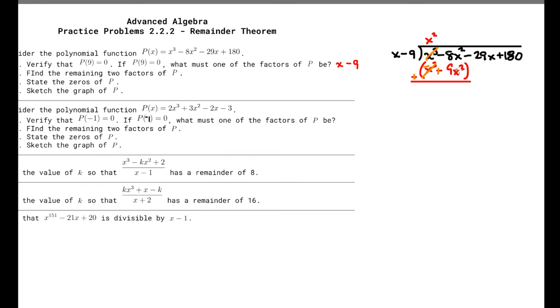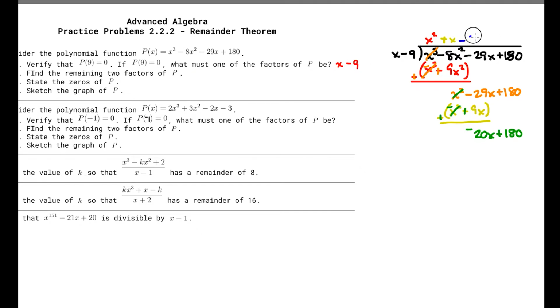And then you're left with negative 8x squared plus 9x squared. Well, that's x squared minus 29x plus 180. Okay, we're going to put an x up here to cancel out that x squared. Put that in parentheses, and then we're subtracting this off here. So that's going to cancel with this. And then you're left with negative 29x plus 180 plus 9x. So it's going to be negative 20x plus 180.